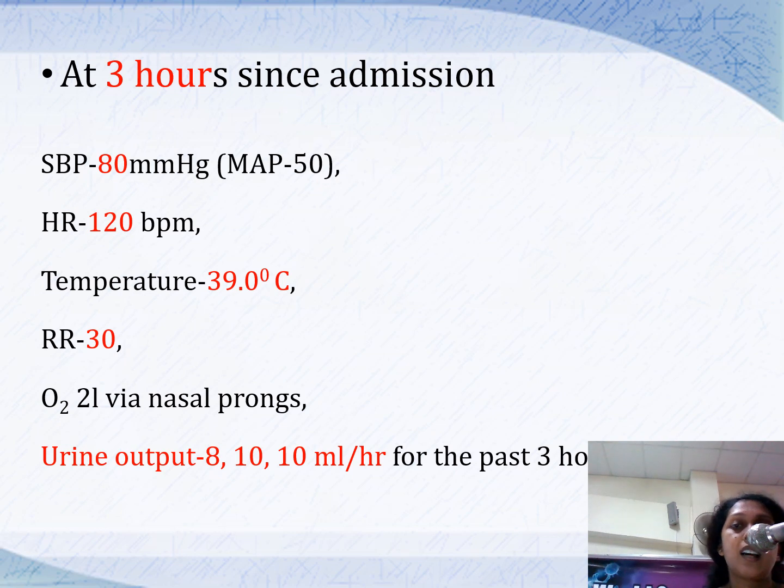After about 3 hours of admission, his parameters changed. He became hypotensive with a mean arterial pressure of 50, more tachycardic, and even more febrile with a temperature of 39 centigrade, and tachypneic with a respiratory rate of 30. Now he required oxygen to maintain the oxygen level, and they also noted his urine output was gradually tailing off.